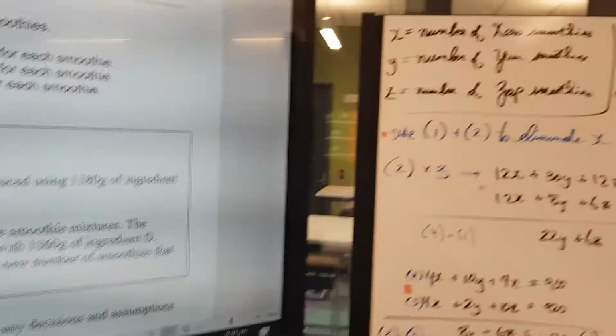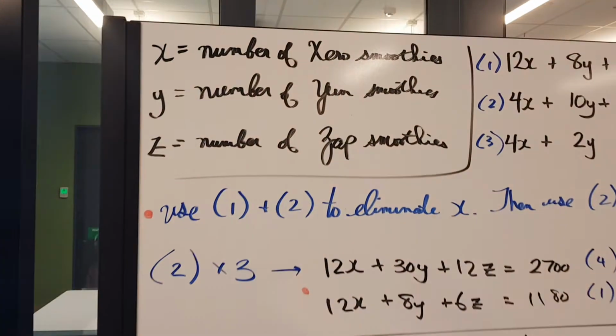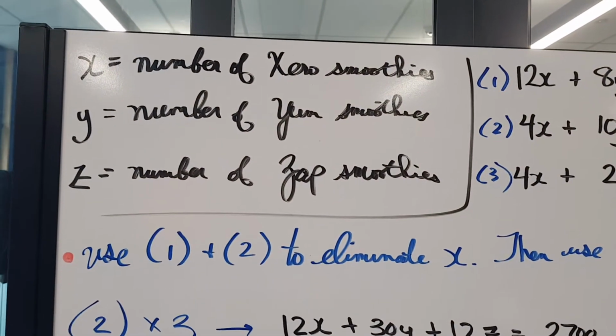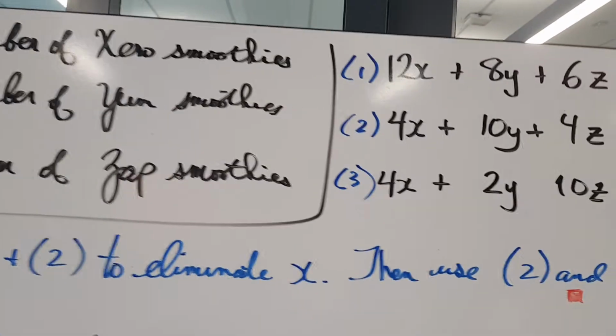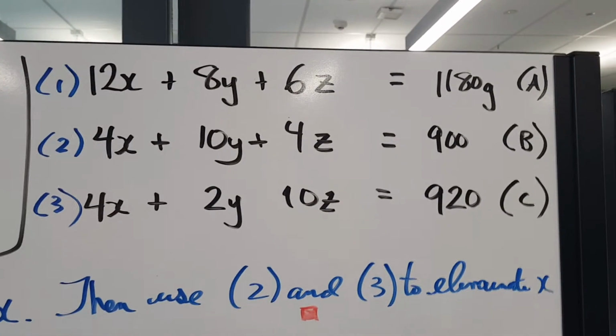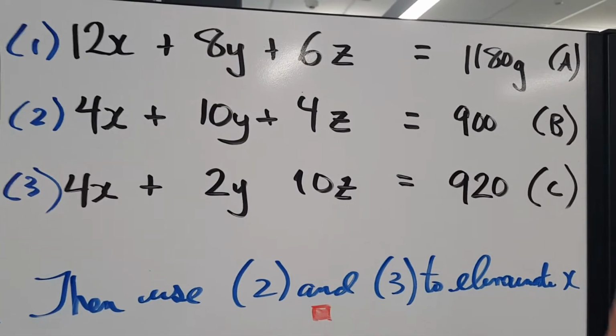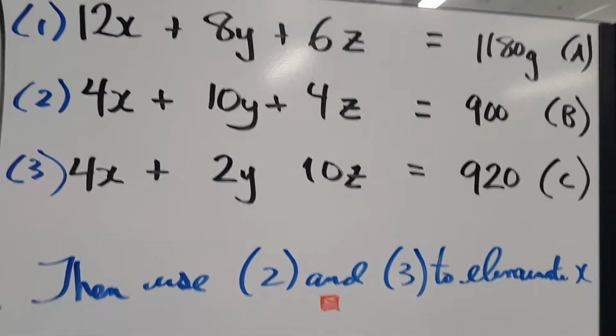Making our equations, we're letting X be the number of zero smoothies, Y the number of yum smoothies, and Z the number of zap smoothies. These are the equations that you should have gotten, knowing the total amount of ingredient A, B, and C.